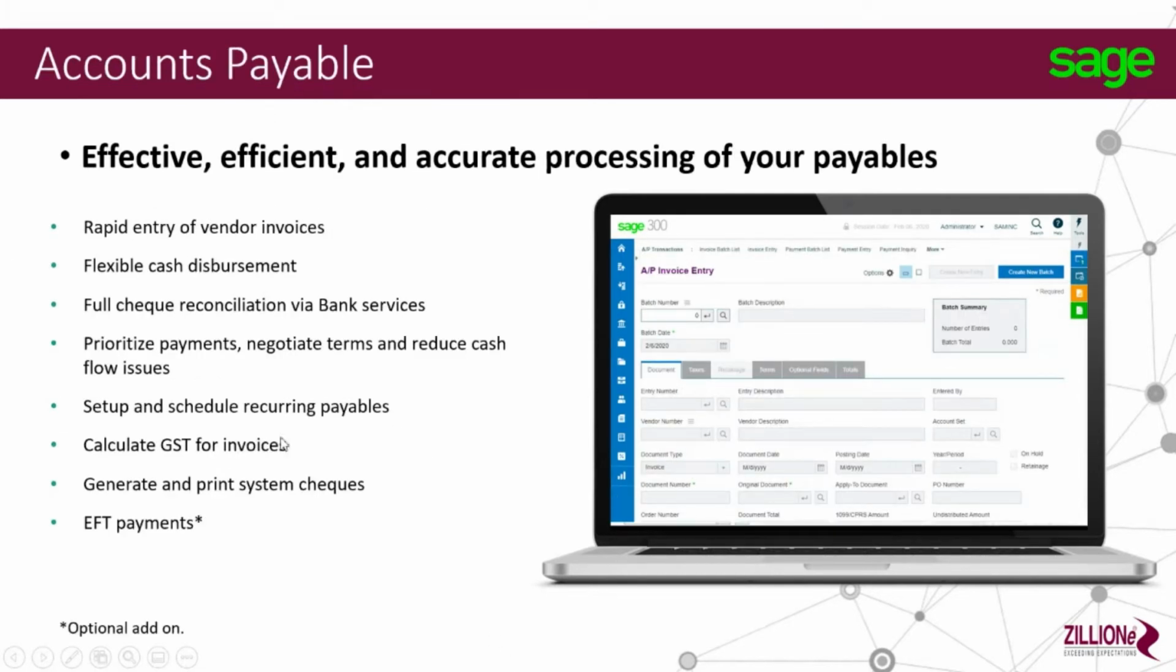Similarly, in the accounts payable, you can effectively, efficiently and accurately process all your payables. If within your organization you want flexible cash disbursements and rapid entry of vendor invoices, and if you include the EFT payments module, which is an added module, that is also possible with Sage 300. It seamlessly integrates with your accounts payable module, and you can process electronic fund transfers right to your identified bank accounts.